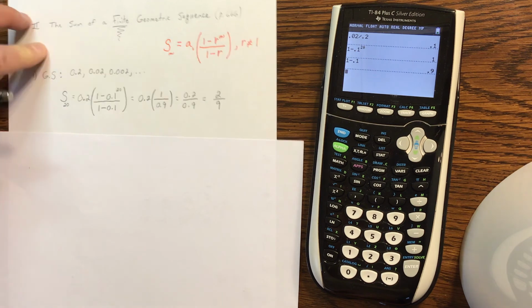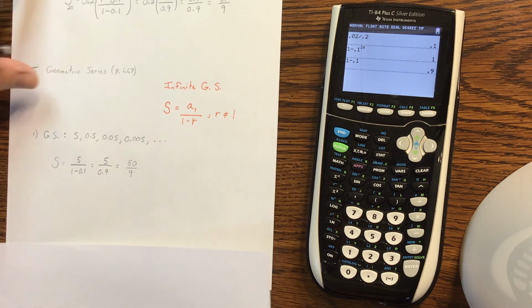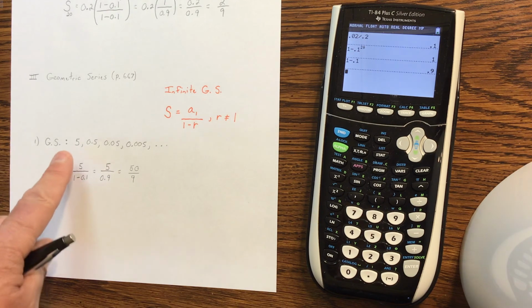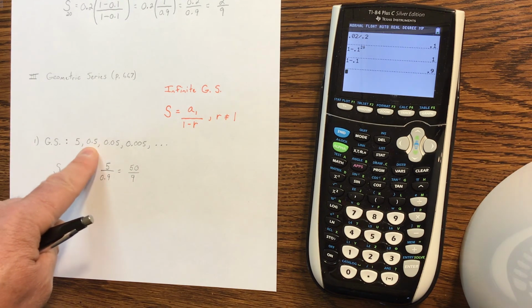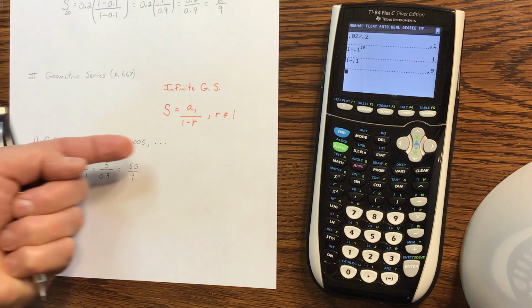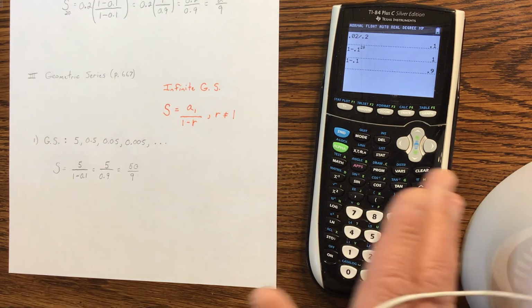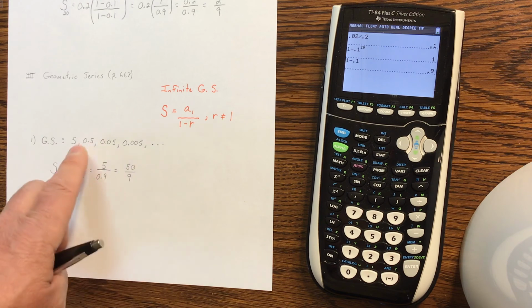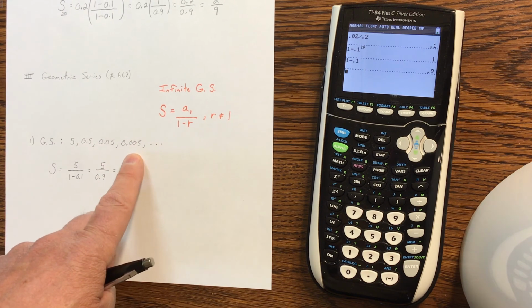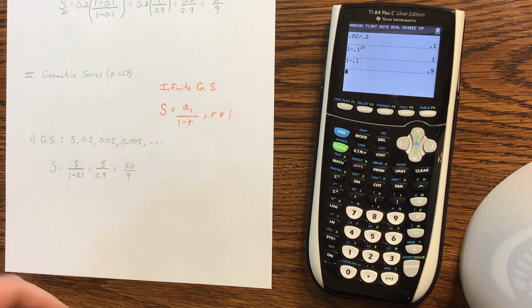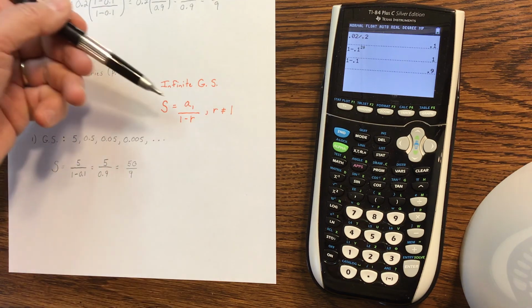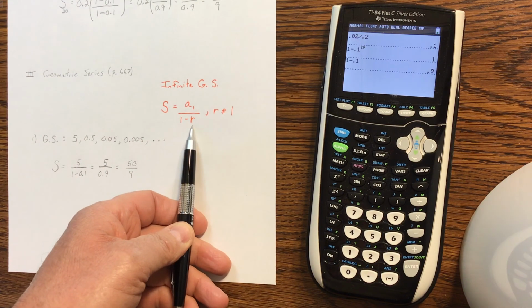That is finite. Now Roman numeral 3 is another example. This one is infinite. In other words, if we were to take this sequence of numbers, 5, 0.5, 0.05, 0.005, and go all the way up to infinity and add up an infinite amount of terms, my geometric summation will be this value right here, and we use this formula. So we need to know what the first term is and what the common ratio is.